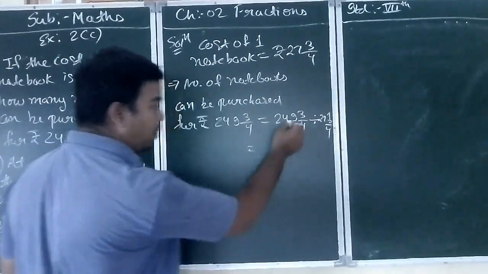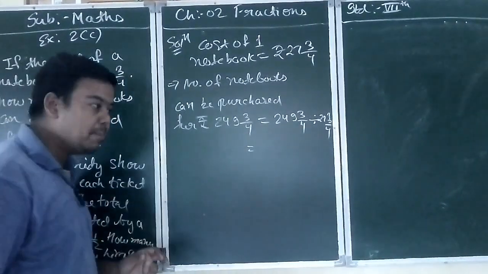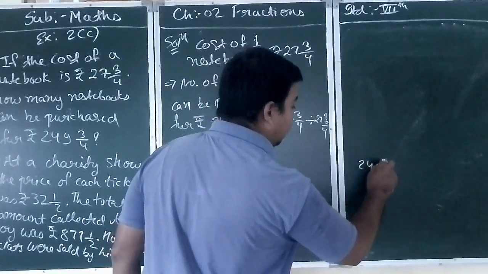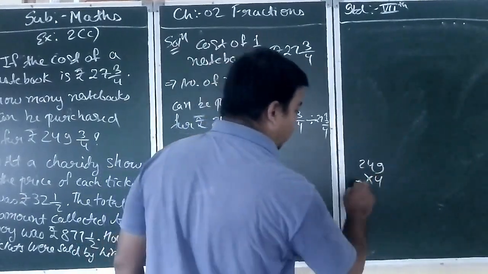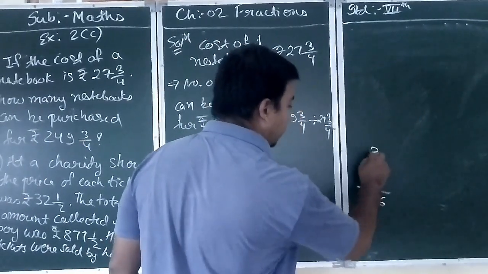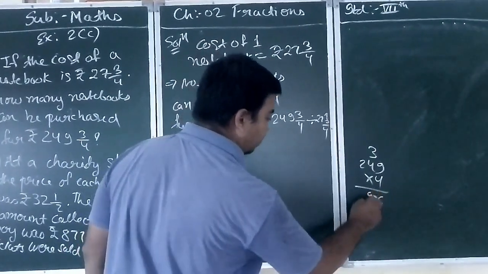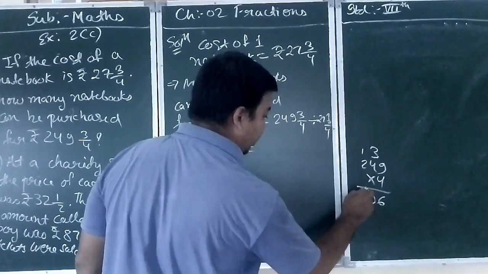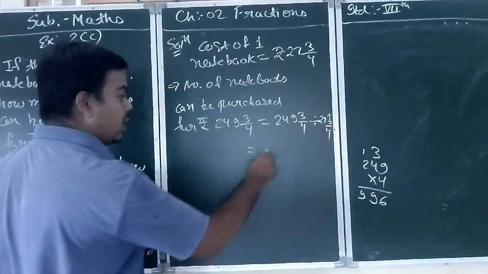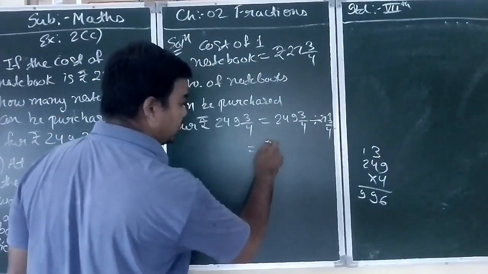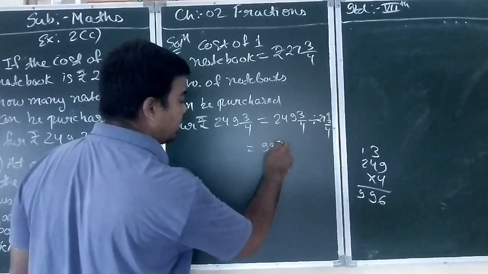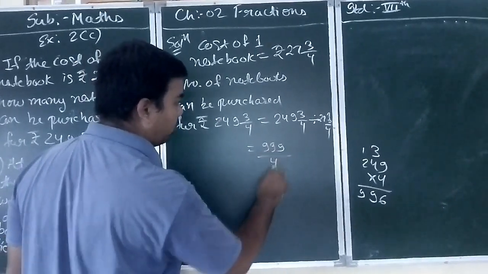So change this fraction into an improper fraction. 249 multiplied by 4: 4 9s are 36, 4 4s are 16, 17, 18, 19, 4 2s are 8, 996. 996 plus 3 is 999. Triple 9 by 4.